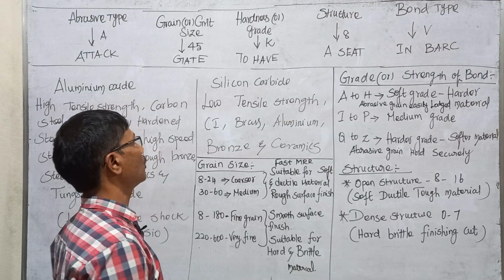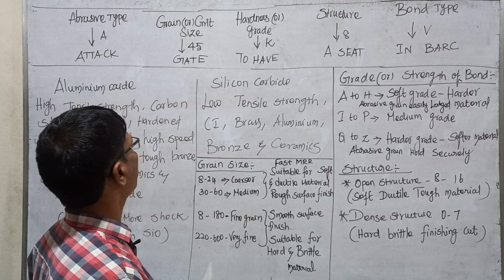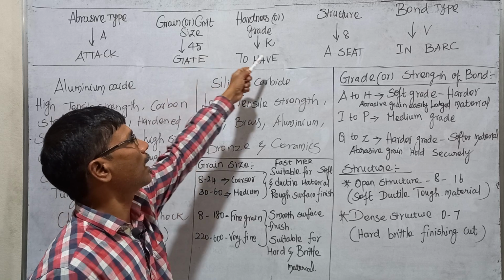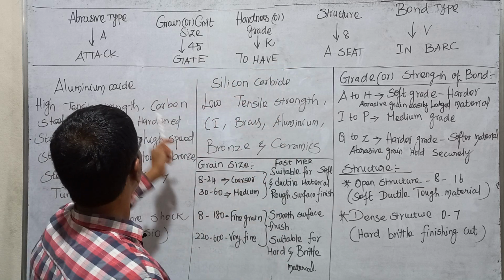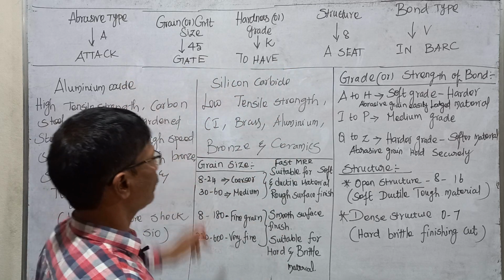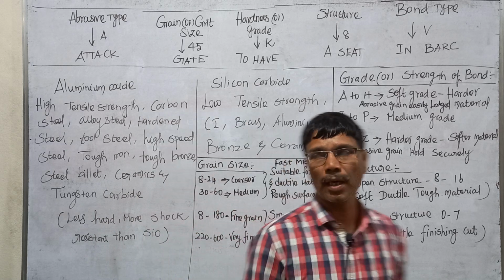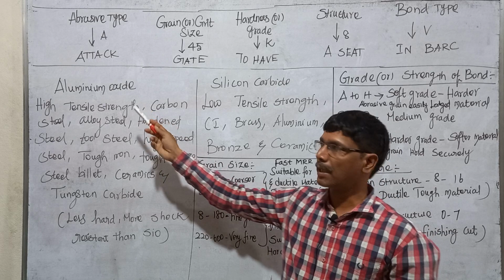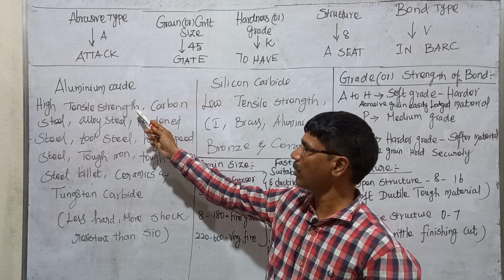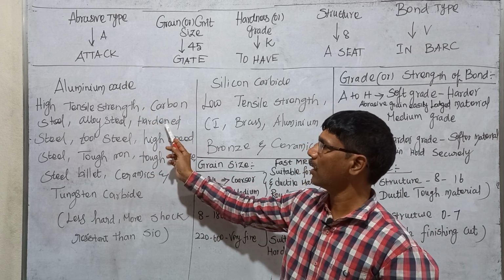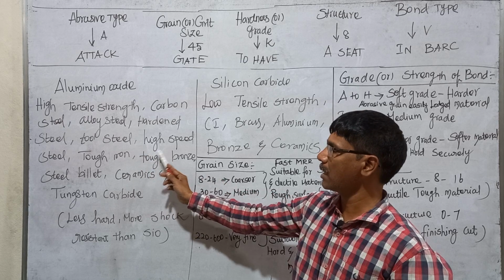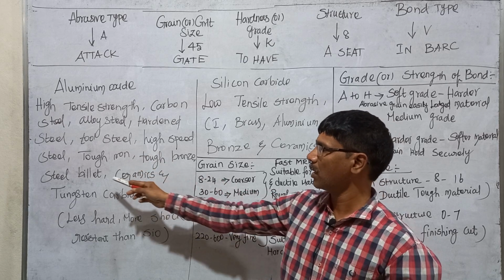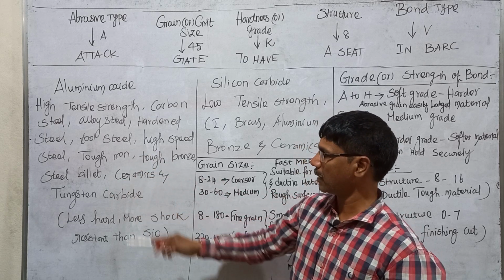The abrasive nomenclature can be represented by a 5-letter code: alphabet, number, alphabet, number, alphabet. The first letter represents the abrasive type. The most usual abrasives are aluminum oxide and silicon carbide. Aluminum oxide is useful for high tensile strength materials such as carbon steel, alloy steel, hardened steel, tool steel, high speed steel, tough iron, tough bronze, steel billets, ceramics, and tungsten carbide.